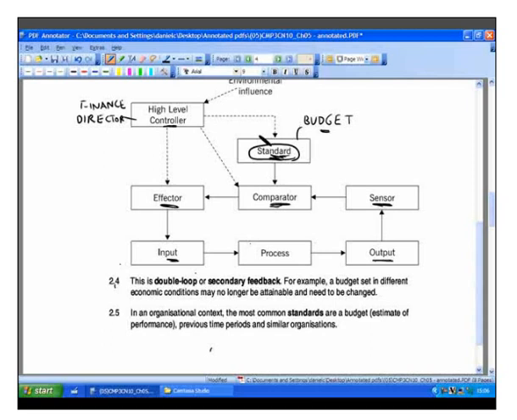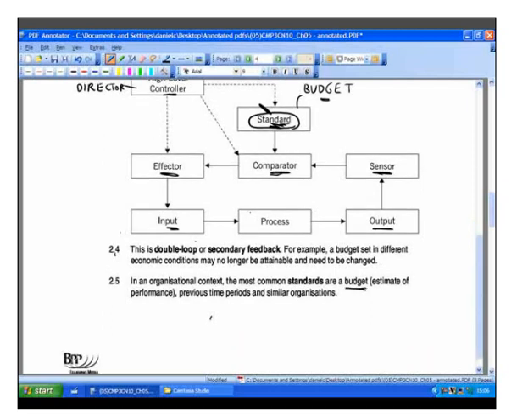Just note that in an organisational context, the budget is probably the most common standard to use, the estimate of future performance, but sometimes you can use previous time periods, particularly last year, and you may use similar organisations as a standard. This is known as benchmarking, comparing yourselves to other organisations that you consider to be comparable.